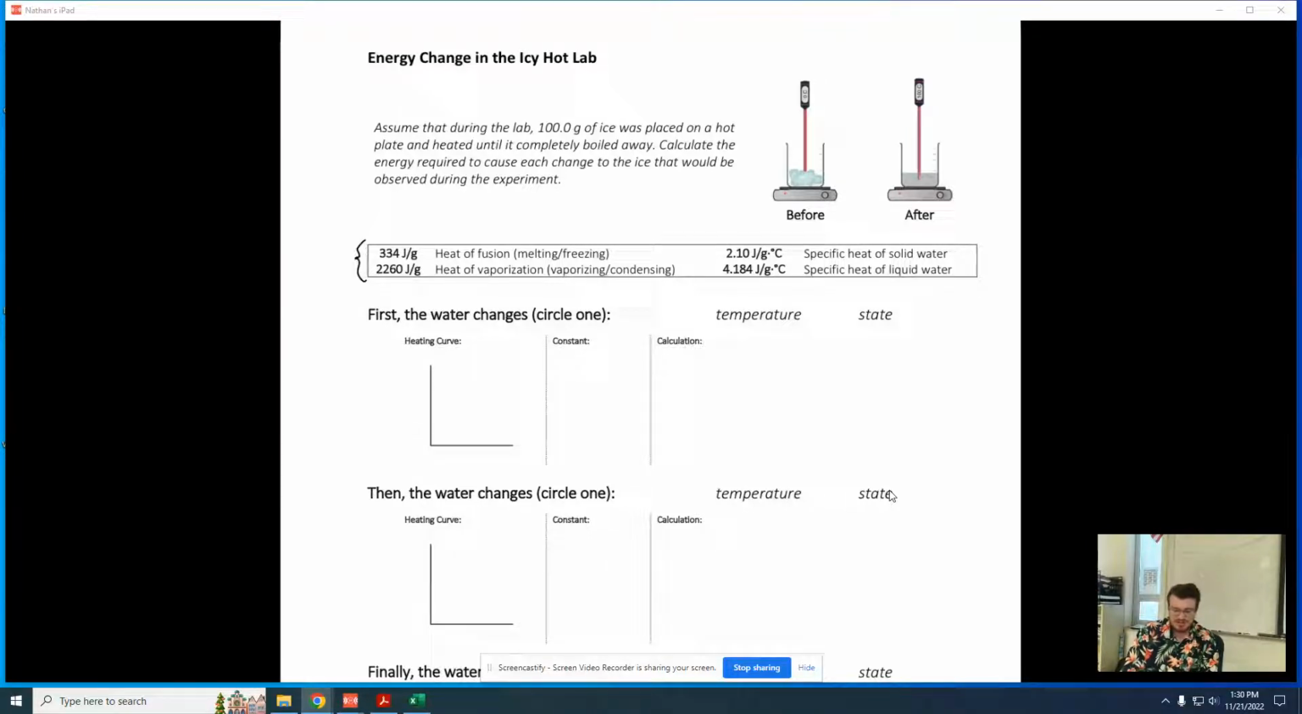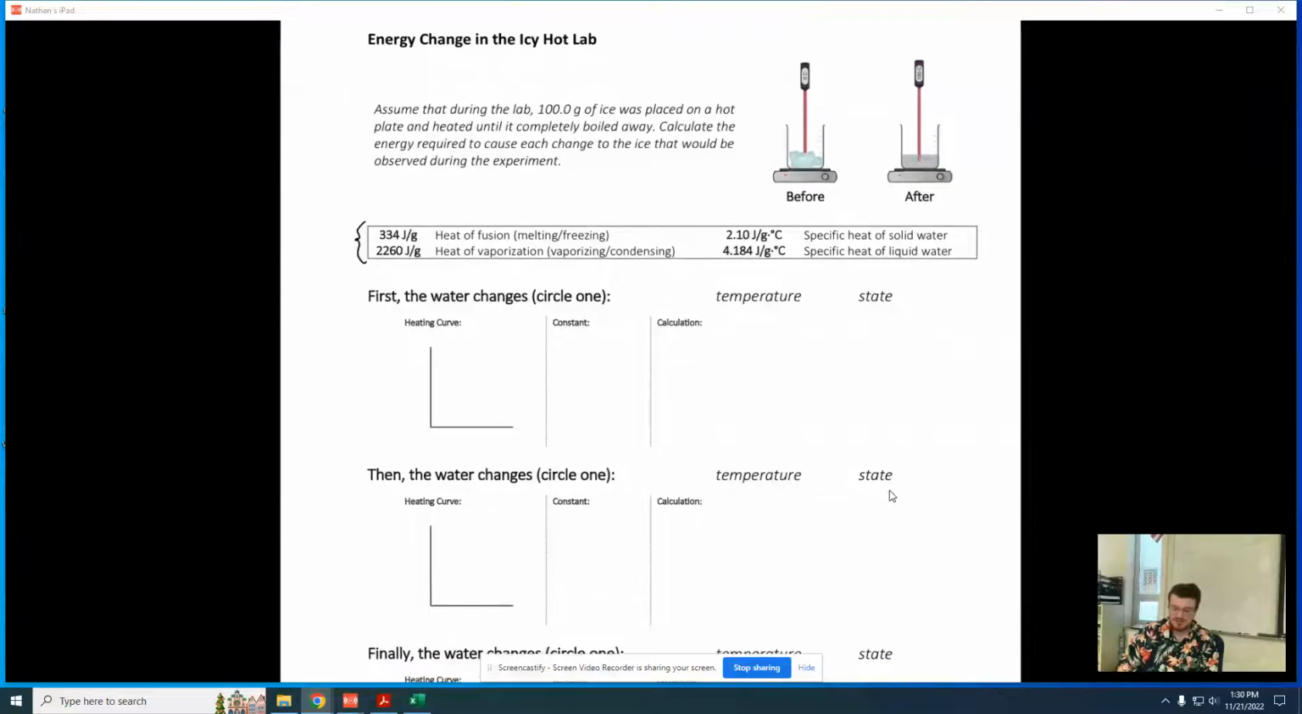Reading the question here, or our initial prompt, it says, assume that during the lab, 100.0 grams of ice was placed on a hot plate and heated until it completely boiled away. Calculate the energy required to cause each change to the ice that would be observed during the experiment. So we're going to break this down into 3 different steps for each of the phases, or each of the changes our water underwent. And then we're going to total those up by adding them together to figure out the total amount of energy.